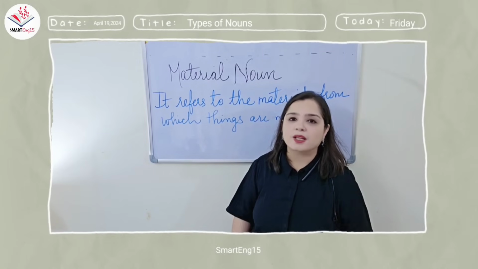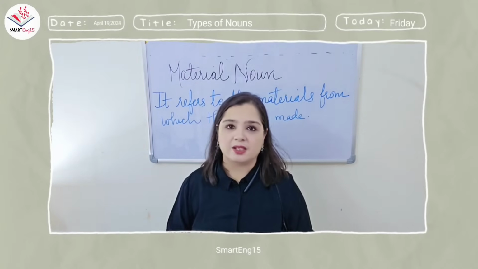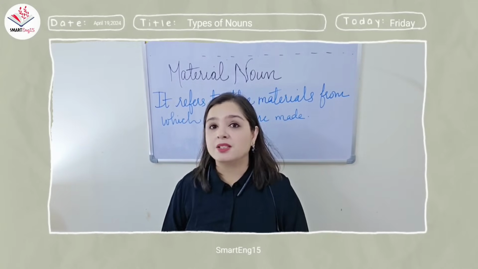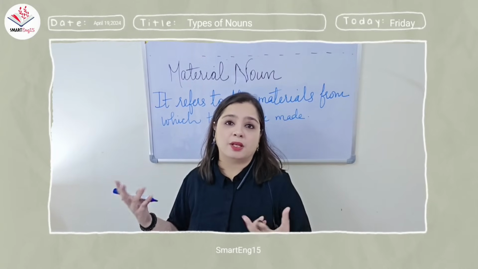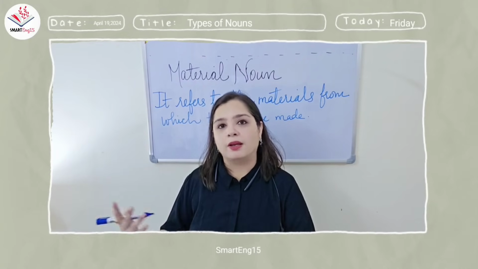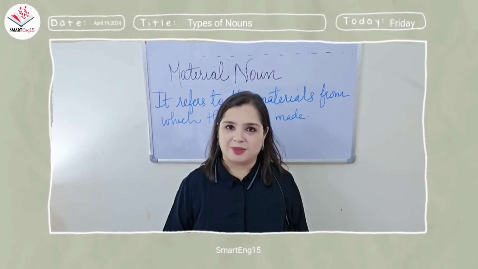So material noun is all about the material by which things are made. It can be wood, it can be cement, it can be iron, it can be gold, it can be steel, it can be any fabric like cotton or linen. So material noun is all about material.